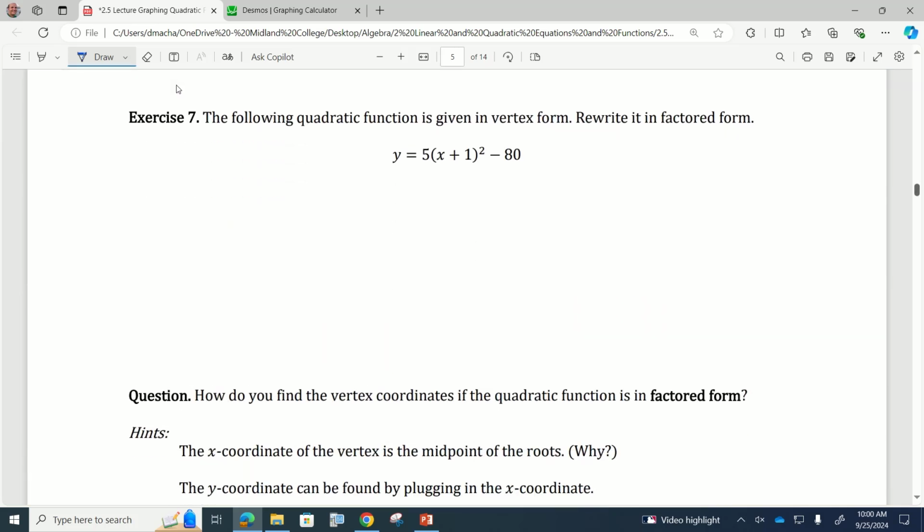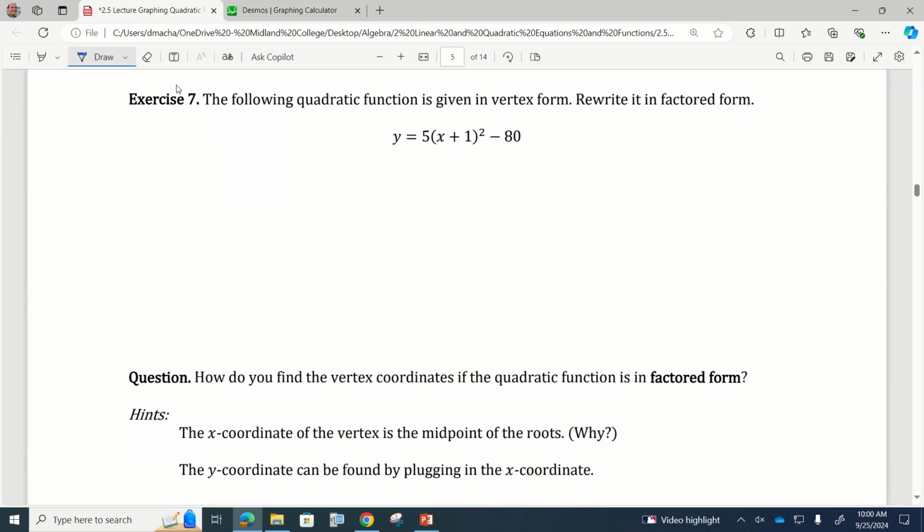Okay, the following quadratic function is given in vertex form. Now I want to rewrite this in factored form. So ideally, when I'm done, I would write a times x minus r1 times x minus r2. What is a? Yeah, it's just 5. I can see that when I'm looking at vertex form. Now, how do I find my roots?